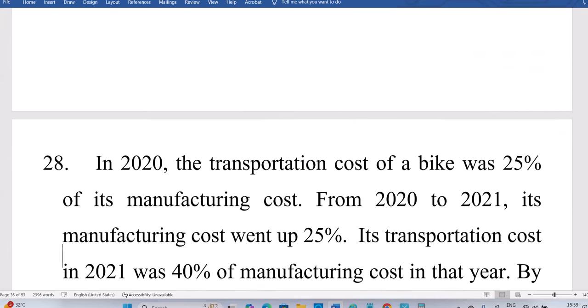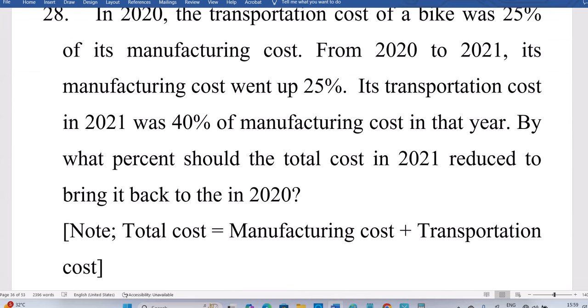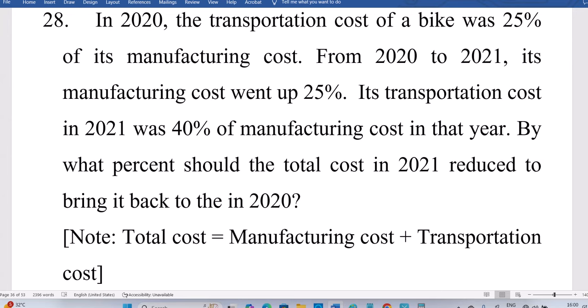What's the answer? In 2020, the transportation cost of a bike was 25% of its manufacturing cost. So 25% of the manufacturing cost, which is one fourth of it, is the transportation cost. From 2020 to 2021, its manufacturing cost went up by 25%. Its transportation cost in 2021 was 40% of the manufacturing cost in that year. By what percent should the total cost in 2021 be reduced to bring it back to the 2020 level?